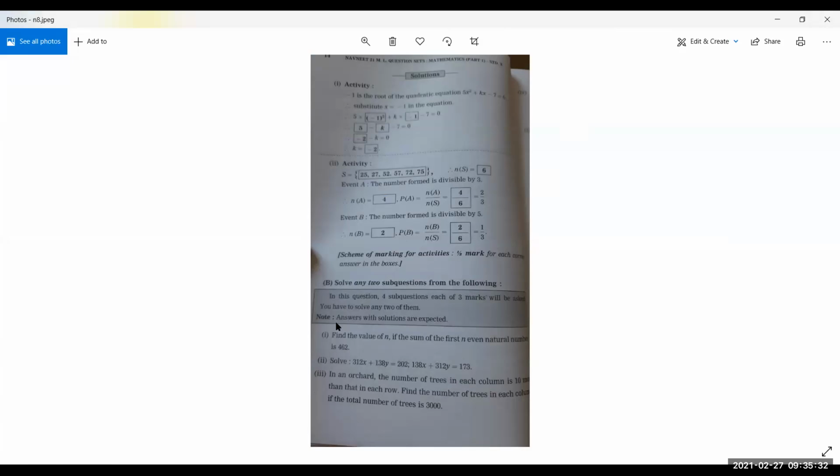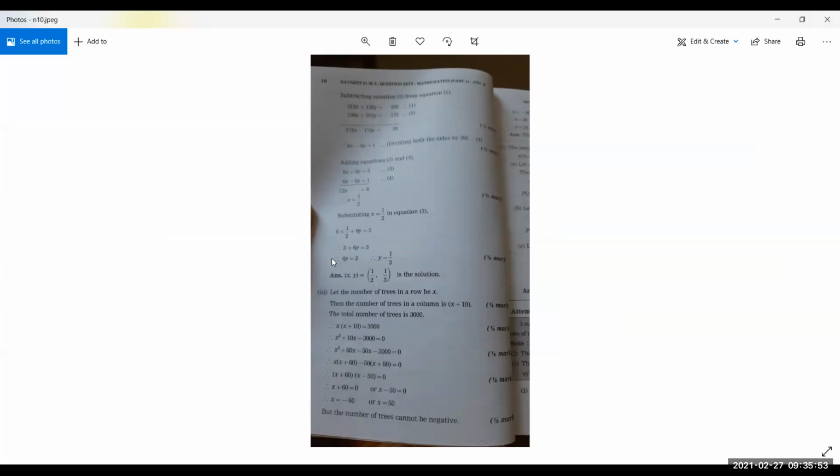Okay, so here, in an orchard, the number of trees in each column is 10 more than that in each row. Find the number of trees in each column if the total number of trees is given to us as 3000. So what you have to do? Firstly, we have to convert this into mathematical format. So we assume the number of trees in the rows to be x. Then according to the first condition, we get x plus 10. This was given for the column. Once we have assumed for rows, we write for the column.